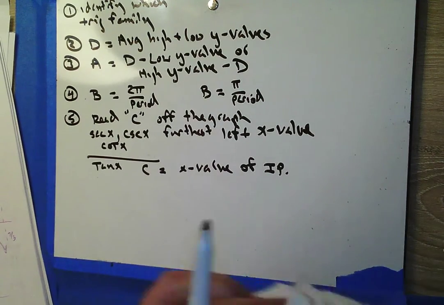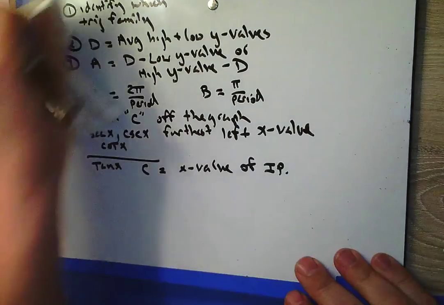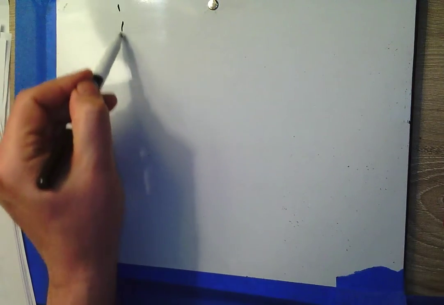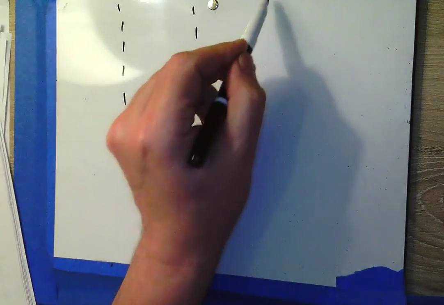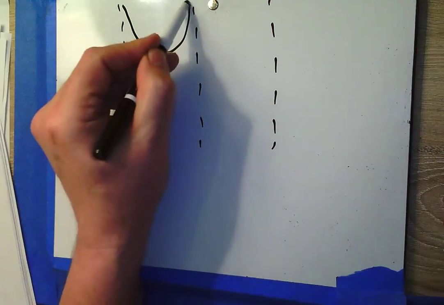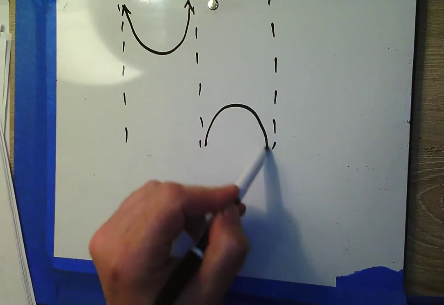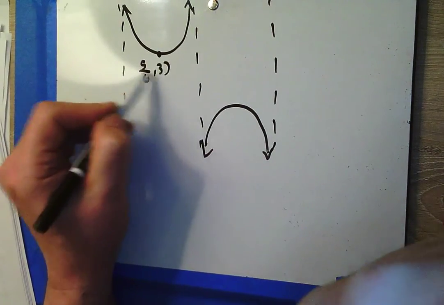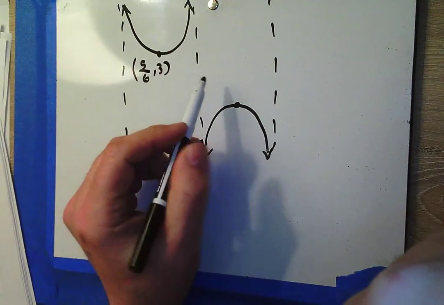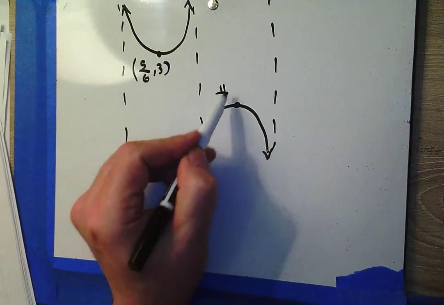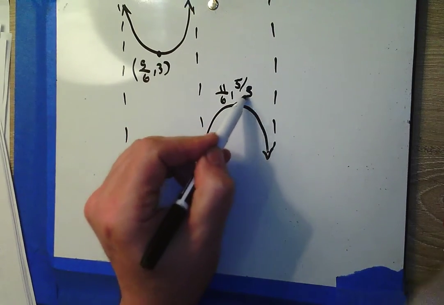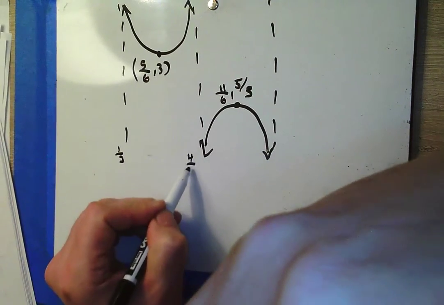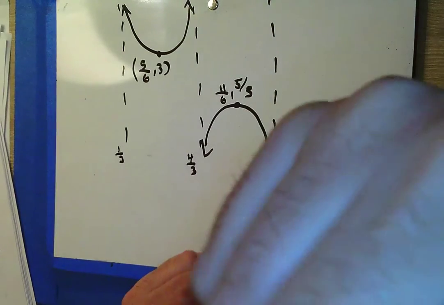All right, let's take a look. That's what we're doing. Here's our first graph. It has a point here at 5/6, 3. It has a point here at 11/6, 5/3. It has a vertical asymptote at 1/3, 4/3, and 7/3.